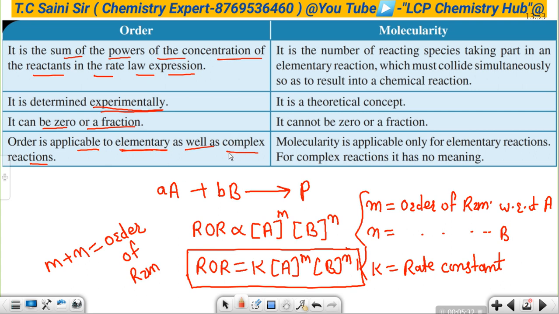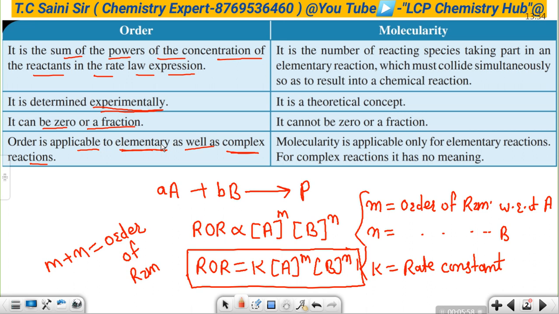And what is a complex reaction? Complex reactions are those chemical reactions which are completed in more than one step. Then the reaction is known as a complex reaction. Elementary reactions are completed in only one step, whereas complex reactions are completed in more than one step. So we have dealt with the order of reaction.